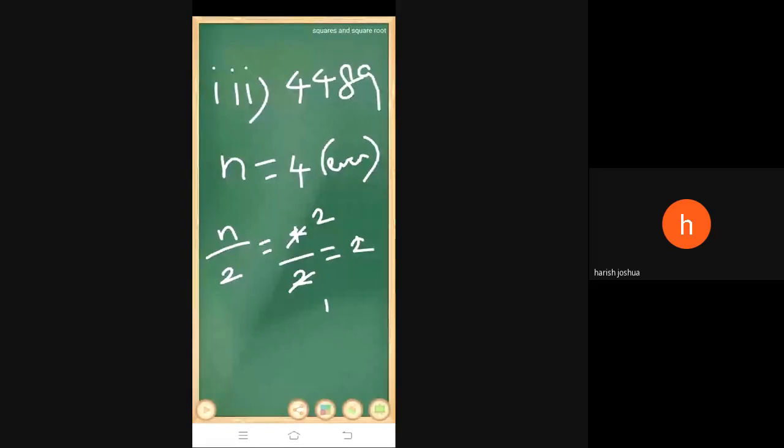Therefore, finally you should write, for that half mark is there: number of digits in the square root of 4489 is equal to 2. Like this you have to write the answer finally. Okay children? Any doubt? No, ma'am.